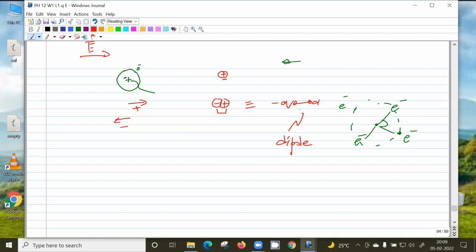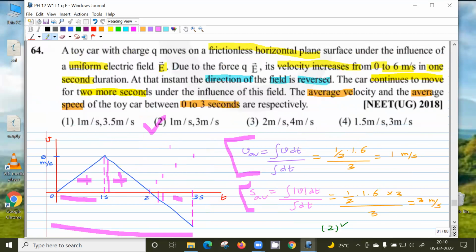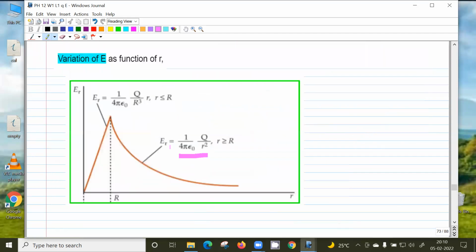So here we have a neutral water molecule initially, and once I apply the electric field, there will be a dipole formation. So the work done to rotate this dipole by 180 degrees is this one. So work done is increase in gravitational potential energy. Here the potential is electrical potential energy or electrostatic potential energy. And for a dipole in an external electric field, the potential is minus P dot E. That formula we have, no?